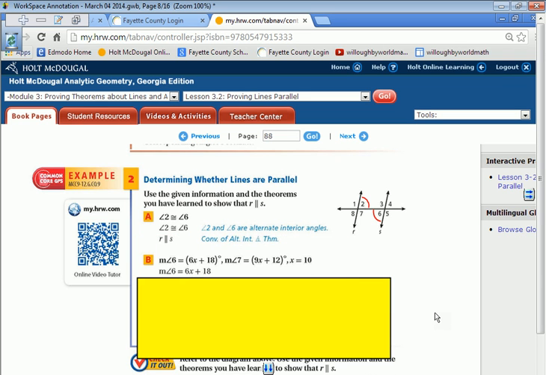Yes, Andrew? Do you have to memorize these? Yes. You need to understand it. I mean, it's really not that difficult, but if you want to think of it that way.